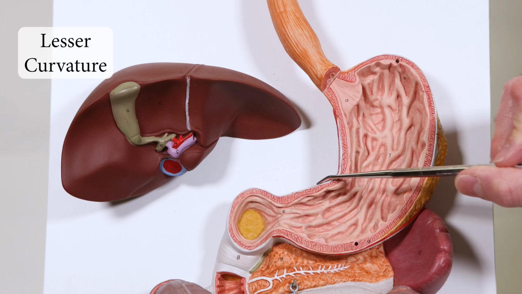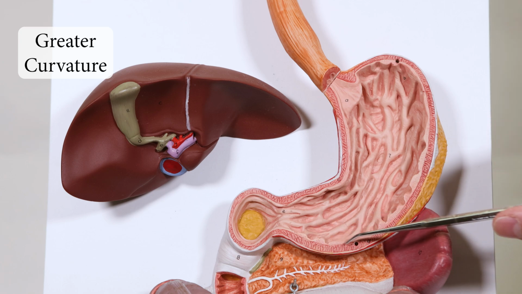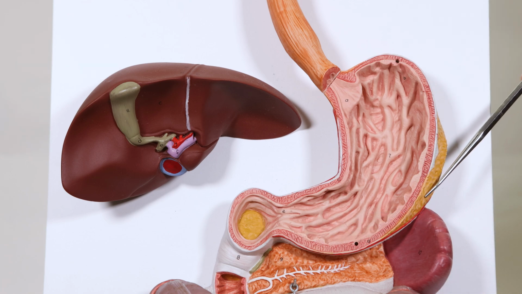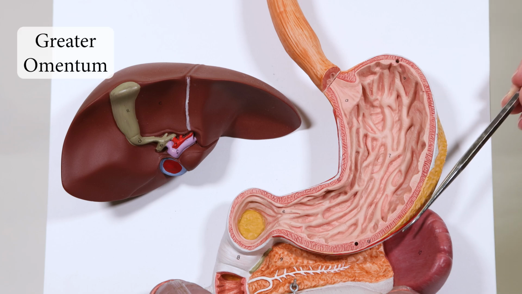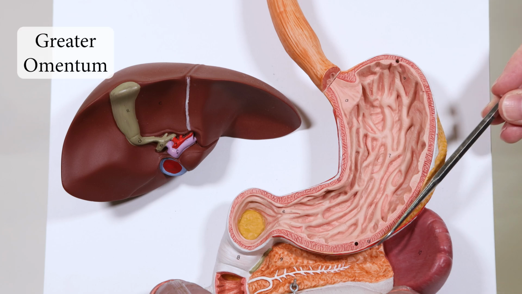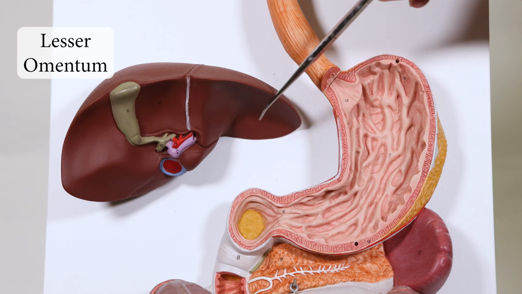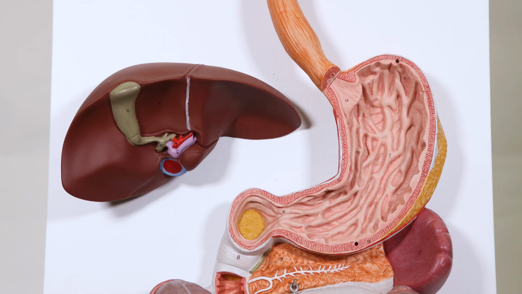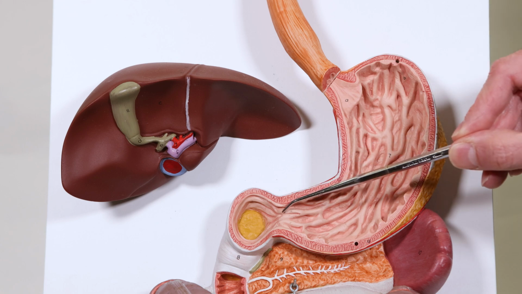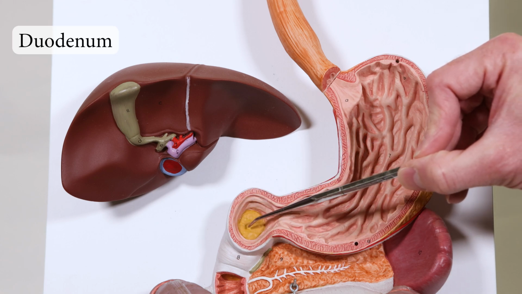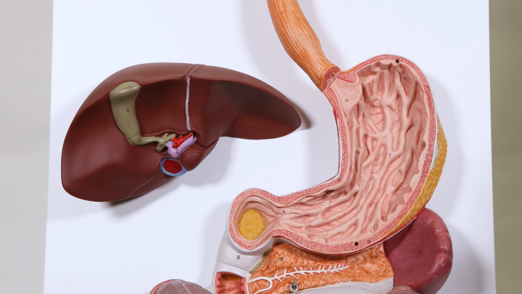Then you have the lesser curvature and the greater curvature of the stomach. On the outside here, this would be the greater omentum that is cut, so you can't see the whole thing. That would be the greater omentum. There would be a lesser omentum in here, but it's not visible in this model. Now going beyond the pyloric sphincter, this is then the start of the duodenum. So I'll be heading down there.